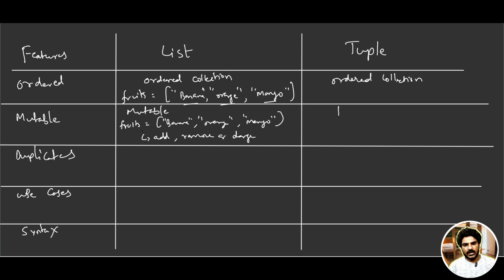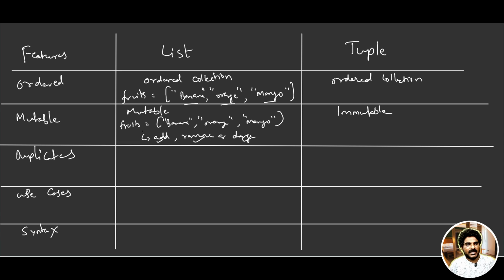A tuple is immutable in nature. It means that once you create a tuple, you cannot add, remove, or change or modify the tuple. Just as you add, remove, or change the elements of a given list, in a tuple you cannot do that.